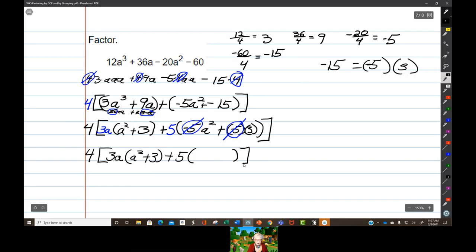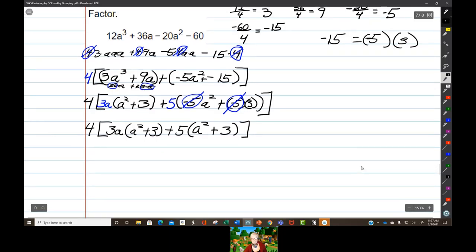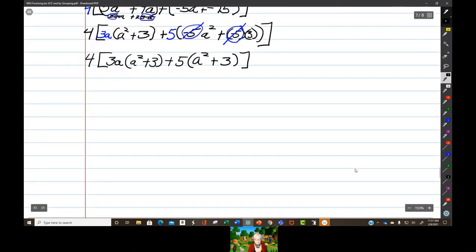3a times a squared plus 3 plus 5. And the leftovers here are a squared plus positive 3.